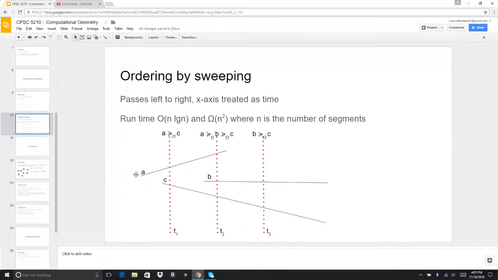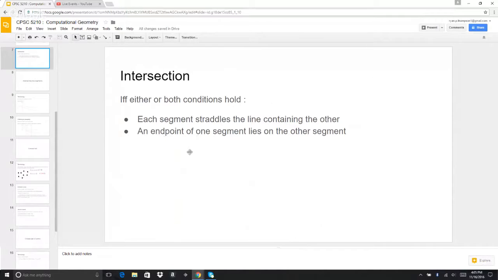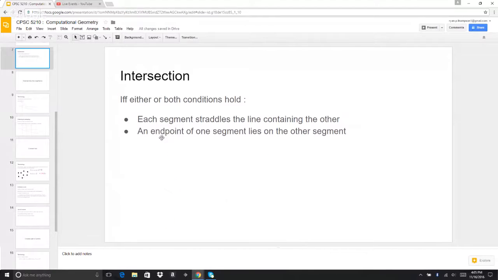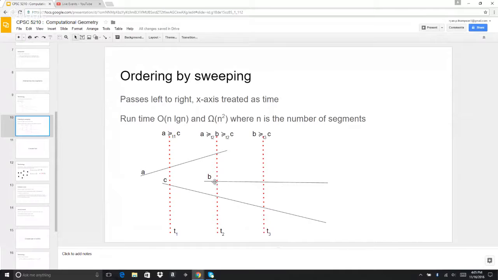Because as one has a fixed endpoint, you'll be able to calculate the intersection of the two again. And we'll review the definition of intersection. It's if the segment straddles the line, so if it crosses the vertical, here as A crosses T1, or an endpoint of one segment lies on the other. So if B had started on T2, it would also count as an intersection. So it still fits our previous definition of intersection.